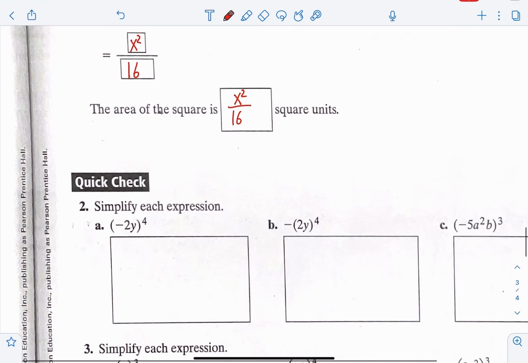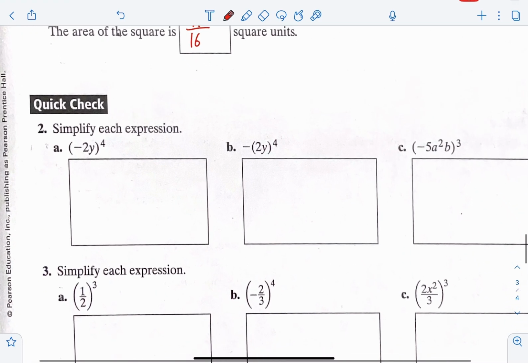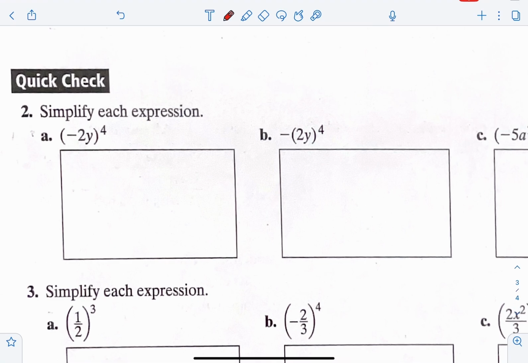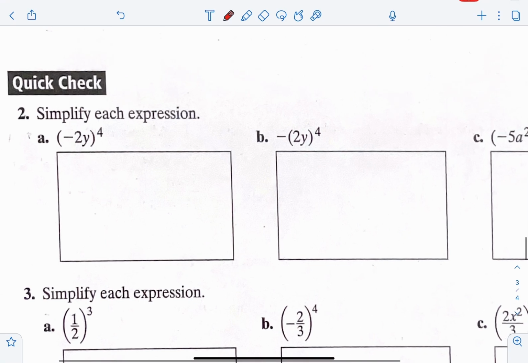All right, let's look at the quick checks. So we have (-2y) to the 4th. So that -2 is on the inside, so that -2 is one object, and the y is the other, and the 4 is going to apply to both of them. So that means the -2 stays in parentheses to the 4th times y to the 4th.